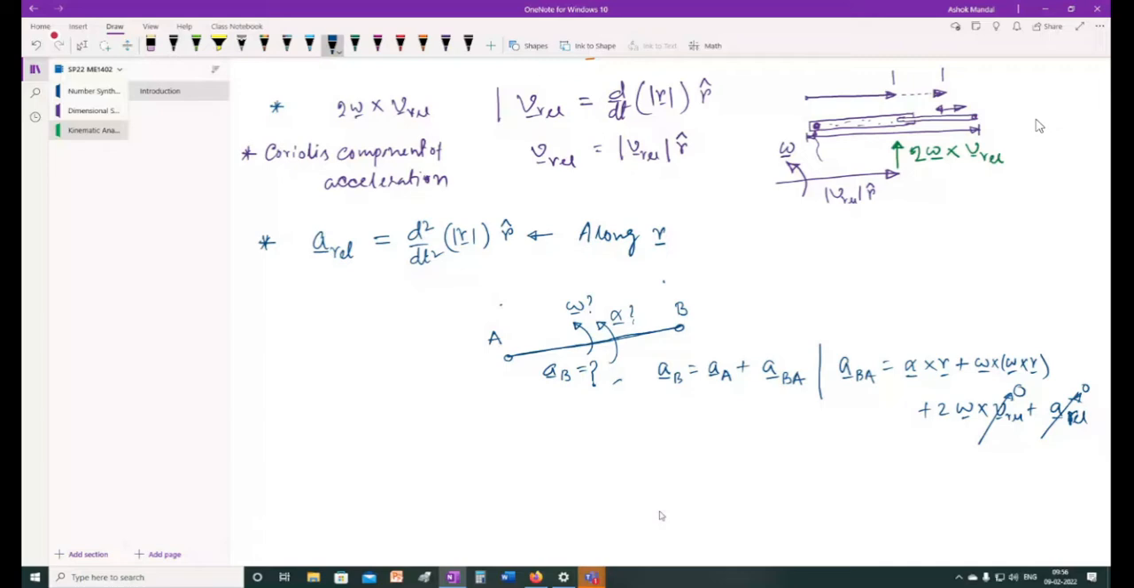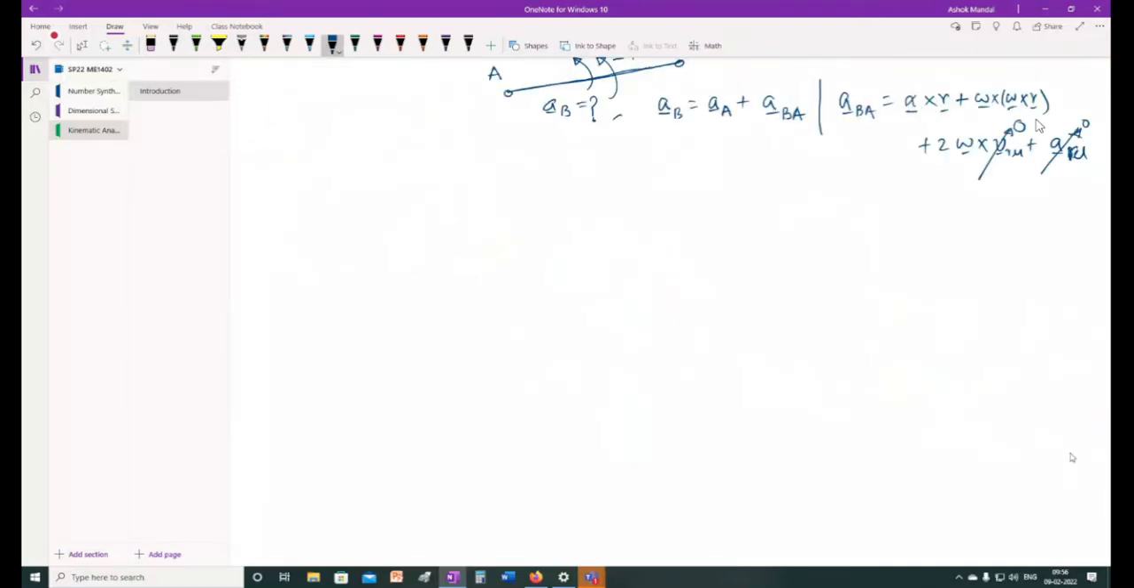Let me give you a small problem example. Suppose there is a turntable, a table which is rotating. This table has a slot diametrically. There is a slot, and in that slot, a very small mass is moving.